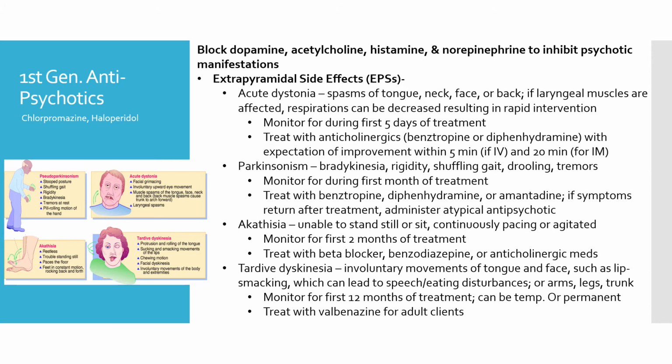And then tardive dyskinesia. These are involuntary movements of the tongue and face, such as lip smacking, which can lead to speech and even eating disturbances. This can even progress to the arms, legs, or trunk for spastic involuntary movements. Monitor for this for the first 12 months. It can be temporary, or again, this can move to a permanent problem for them. For this one, we can treat with valbenazine for adult clients. If this is a pediatric client, I am not aware of a medication that we can treat this with.